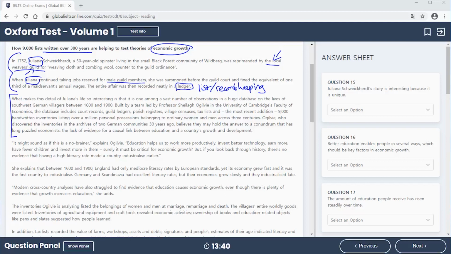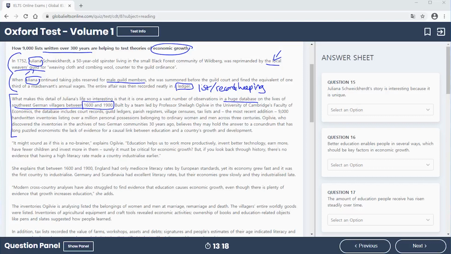What makes this detail of Juliana's life so interesting is that it is one among a vast number of observations in a huge database on the lives of Southwest German villagers between 1600 and 1900. Okay, so now we're getting into it. So this is just one example of a specific life that we can read about from a German villager who lived a couple of hundred years ago.